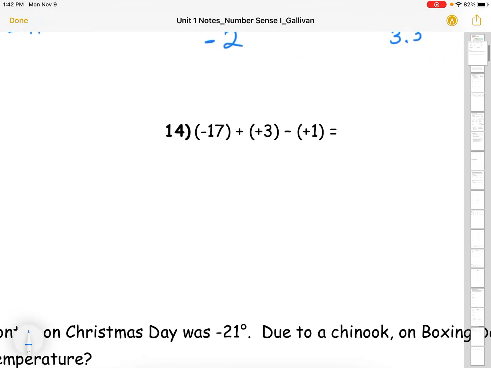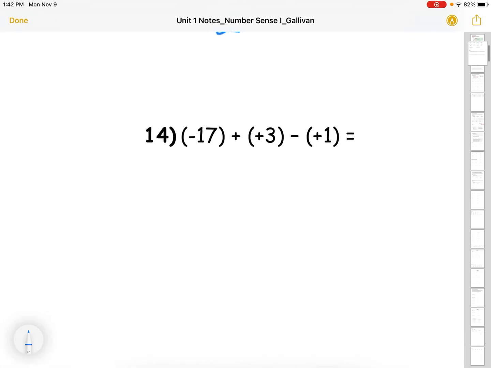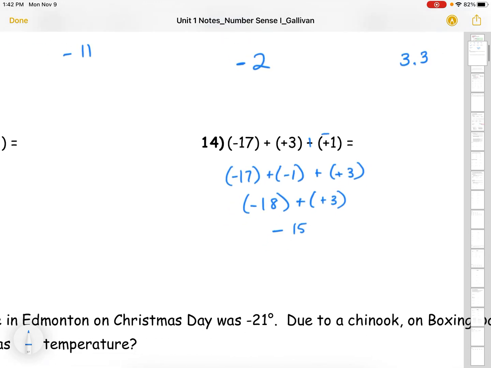Okay? And here I have negative 17 plus positive 3 minus a positive 1. So let's change this to plus a negative 1. Okay? So I'm going to add our negatives together first. And they're all adding, so it doesn't matter which order we do it in. So I just move the order. So here I have negative 18 plus positive 3. The negative is larger, and we just have to find the difference between the two of these. 18 minus 3 is 15.